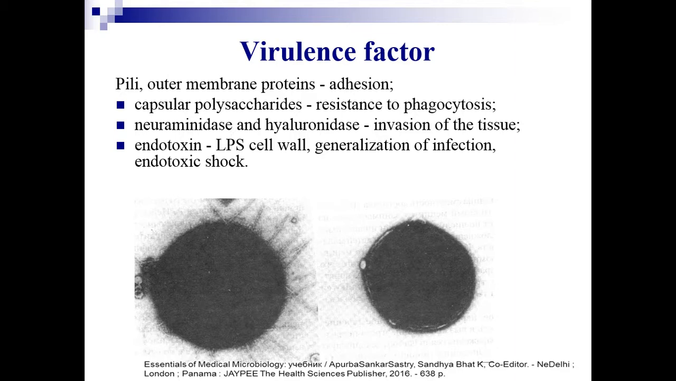and myocardial dysfunction. Immunoglobulin A proteases cleave mucosal immunoglobulin A. Transferrin binding proteins help in uptake of iron from transferrin.